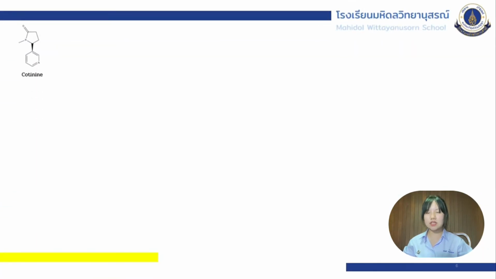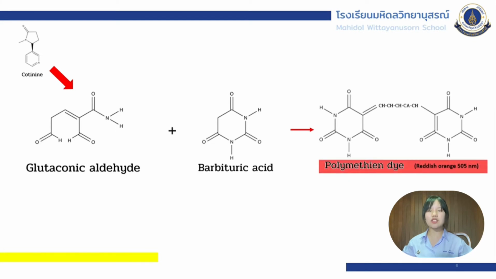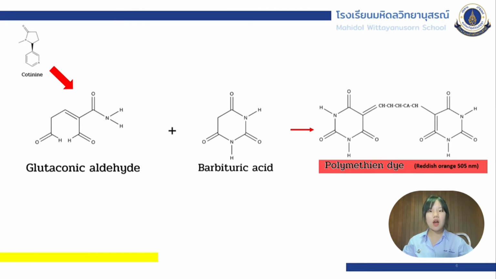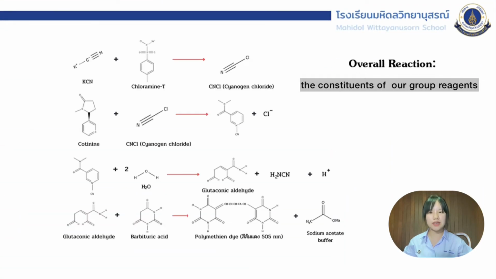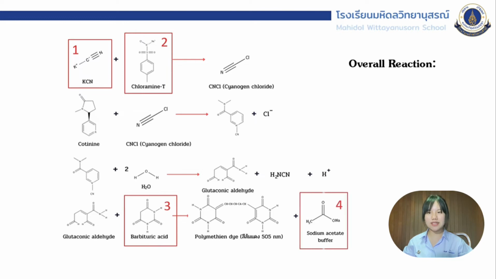Our group study discovered that a derivative of cotinine, called glutaconic aldehyde, was able to react with barbituric acid to form a polymethine dye with a reddish-orange color at a wavelength of 505 nanometers. The color intensity is directly proportional to the amount of cotinine tested. All of these reactions require 4 major chemicals as the constituents of our reagents: potassium cyanide, chloramine T, barbituric acid, and sodium acetate buffer, as shown in the figure.